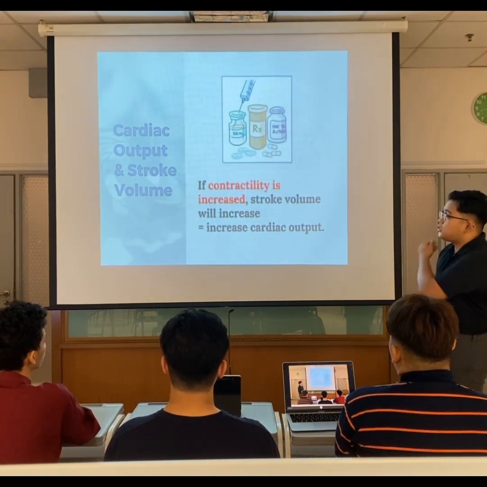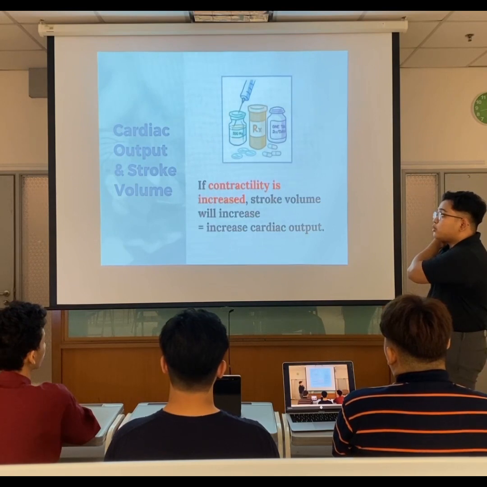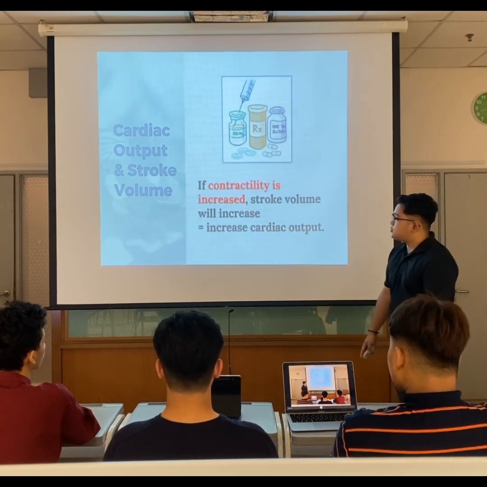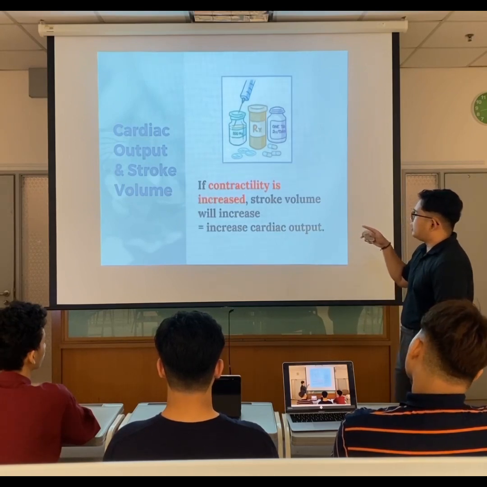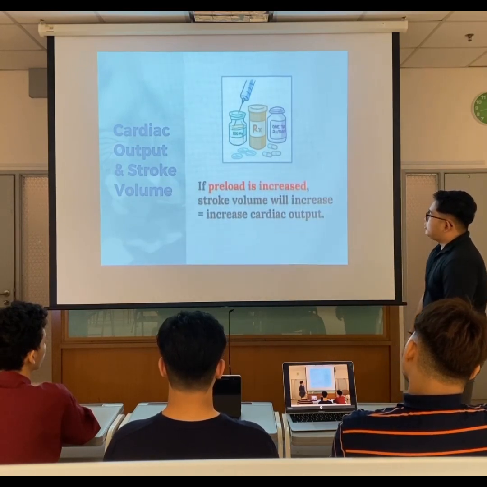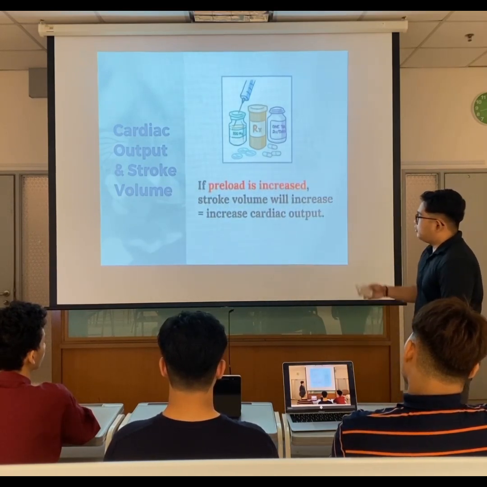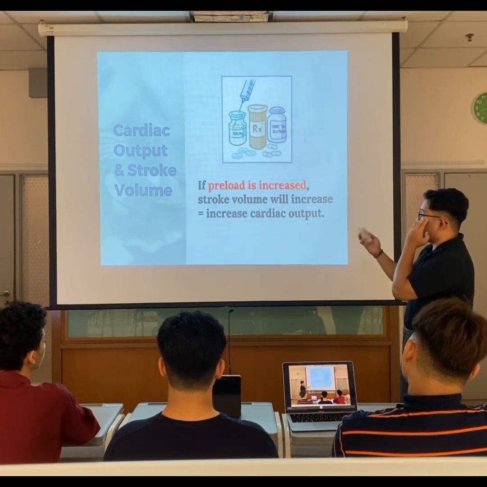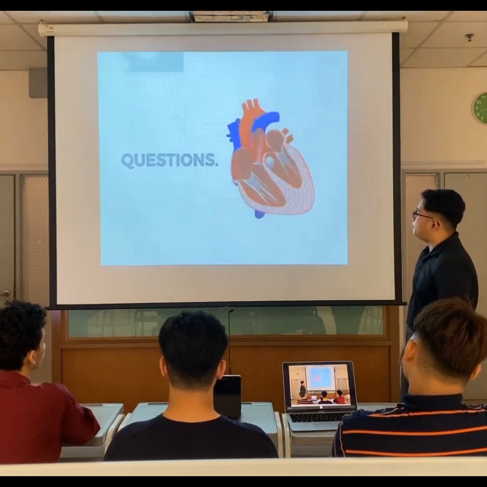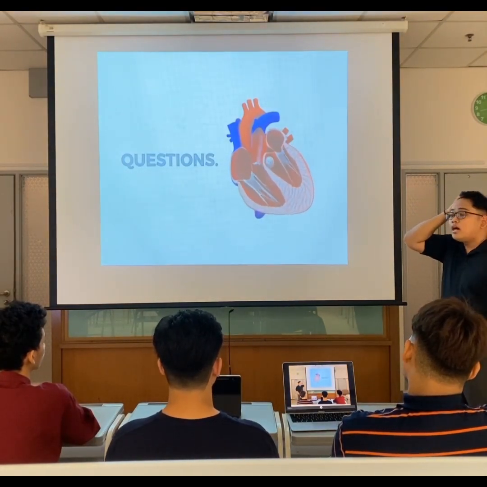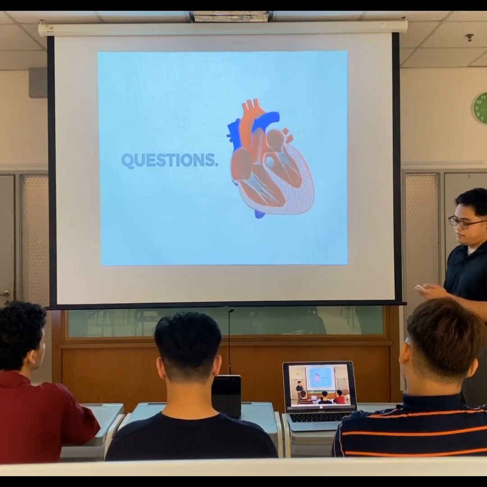And then positive inotropes, one example of a medication used for patients with cardiogenic shock, will cause the contractility of the heart to increase, which later will increase the cardiac output. And then at last, it can also increase the preload, which ultimately increases cardiac output. So now, before we proceed, I have some questions for you guys.